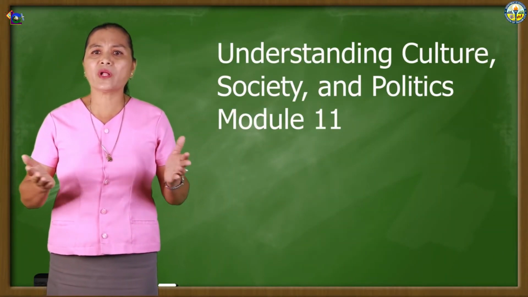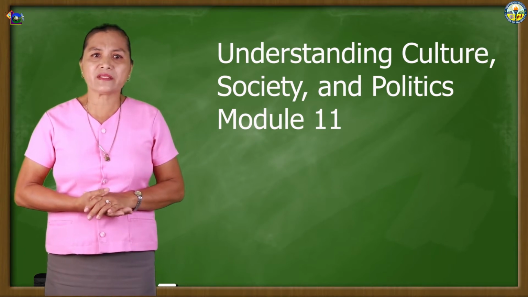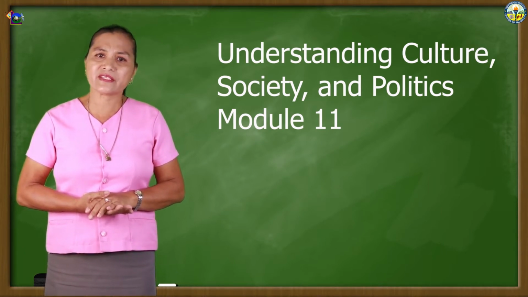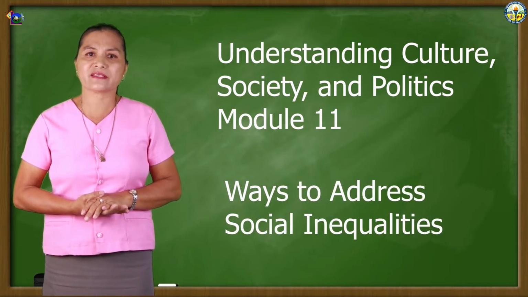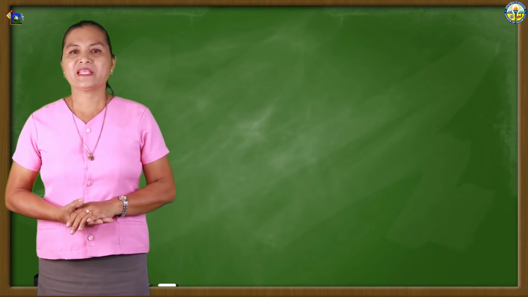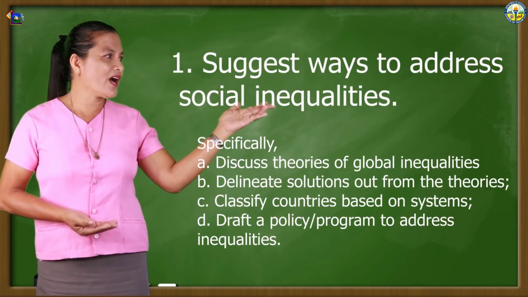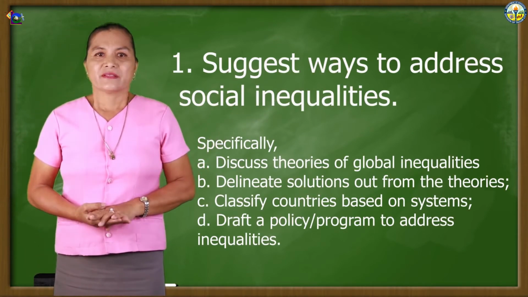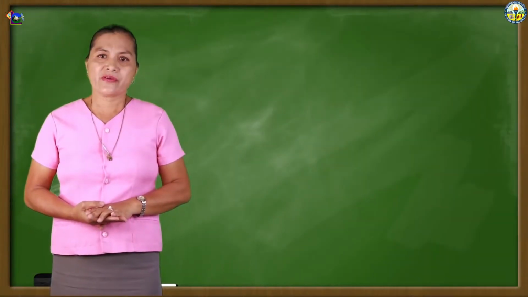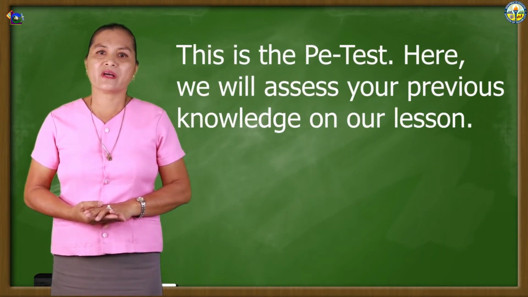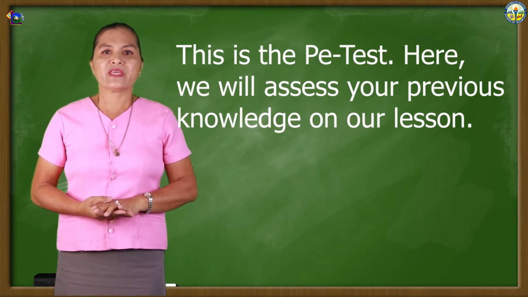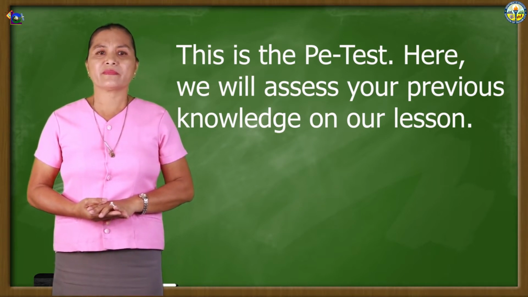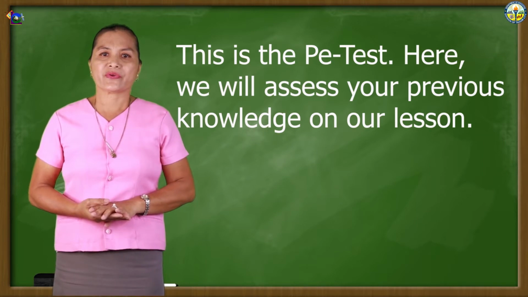Welcome to Understanding Culture, Society, and Politics, Module 11, Lesson 1, Ways to Address Social Inequalities. Please don't miss out the lesson objectives. This is the pre-test. Here, we will assess your previous knowledge on our lesson. Write only the letter which carries the correct answer. You will be given 10 seconds in each item to finalize your answer. Game on?